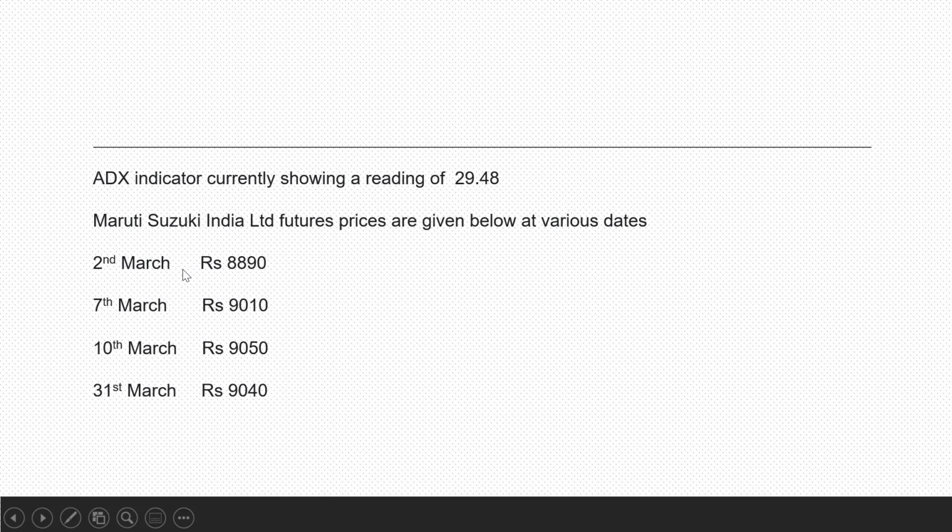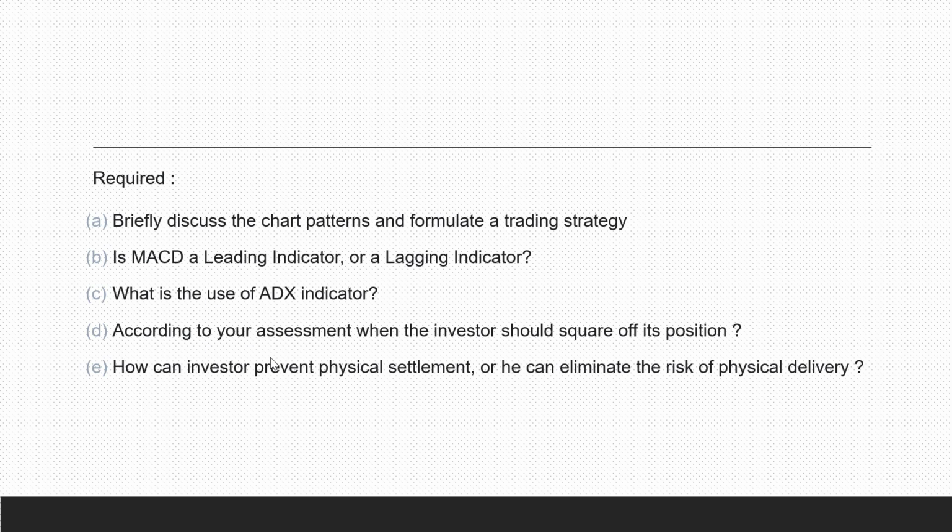And some futures prices of Maruti on various dates will be given to you. Based on whichever is the highest price, you're going to square up on that day. Okay. So out of this, which is the highest price, Bharat? So 10th March, 9050. And since you have taken a long position, you would like to square up on 10th March and get the maximum profit out of it. So these are the various questions which will be given to you. What is MACD? What is ADX? And how you can prevent your physical delivery.